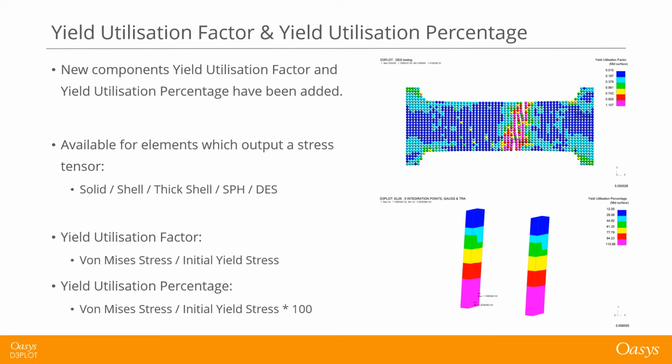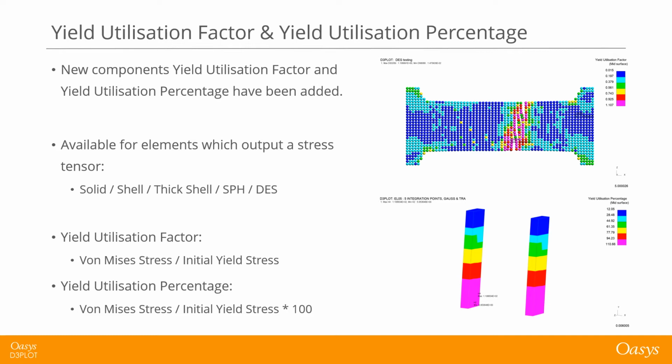The following formulae are used to calculate these components. For yield utilization factor, it is von Mises stress over initial yield stress, and for yield utilization percentage, it is von Mises stress over initial yield stress multiplied by 100.